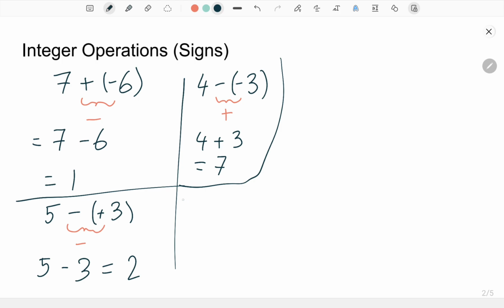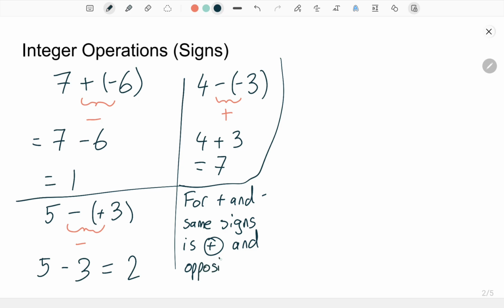So in general, just for addition and subtraction, same signs is plus, and opposite signs is a minus.